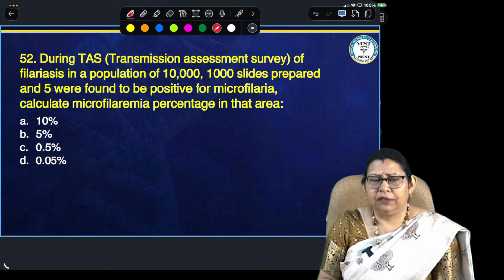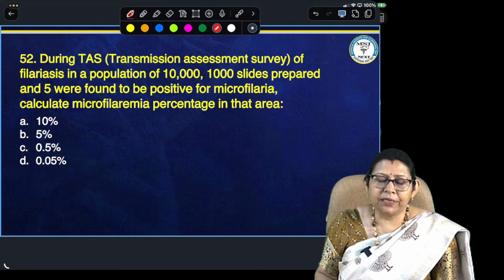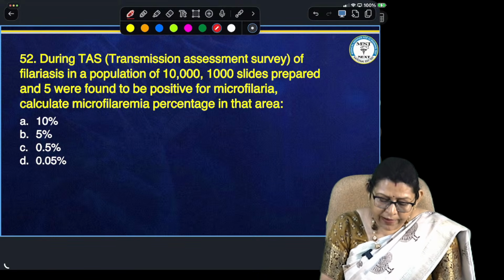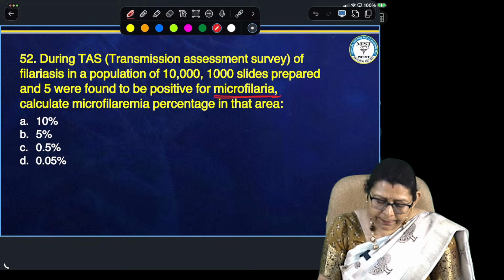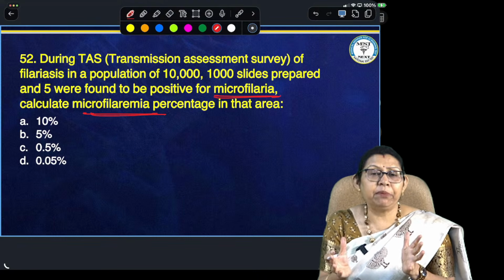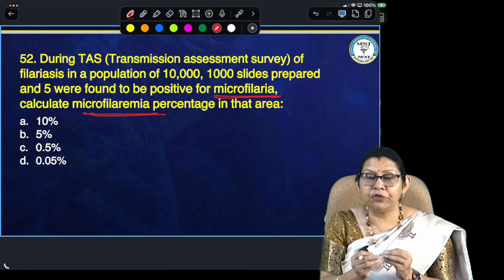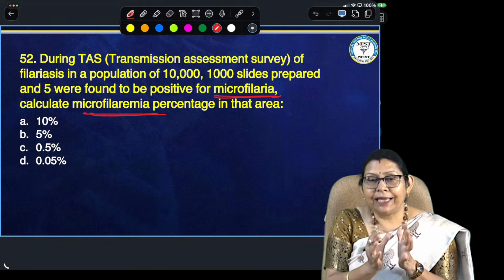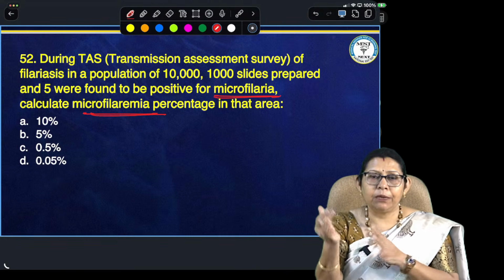Again, this is not a very commonly asked question, but as I found this concept, I thought I should take this as a numerical. Calculate the microfilaria percentage. Microfilaria percentage means the percentage of individuals having microfilaria in their blood. That means, out of the slides you had examined, how many are positive.